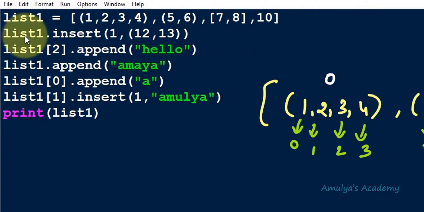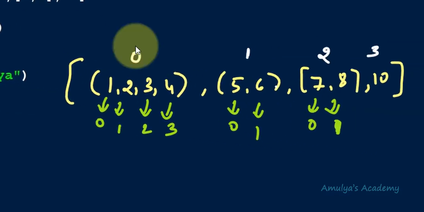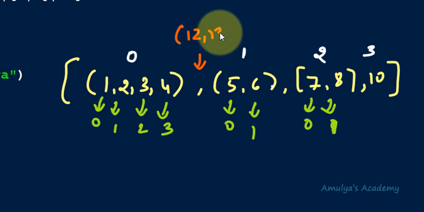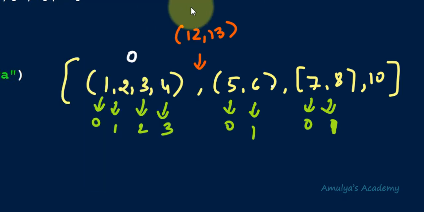So the first operation is list1 insert 1. Here I am mentioning the position as 1. At index 1, insert 12 and 13. Now at index 1, the tuple of 5 and 6 is present. Now I need to insert 12 and 13 before that. Now 12 and 13 will be present at index 1. So the index of all other elements will change now. It will become 2, this will become 3 and this will become 4.